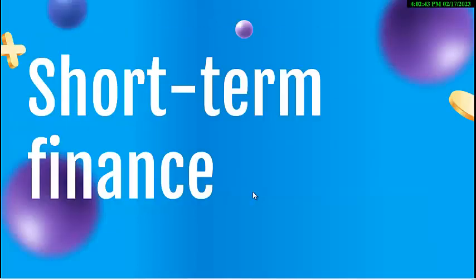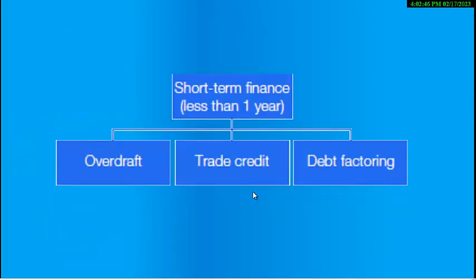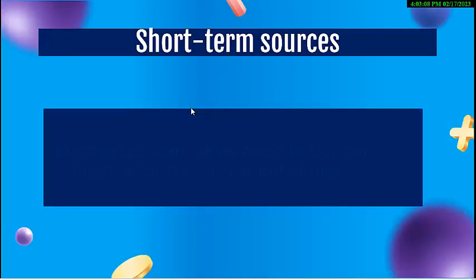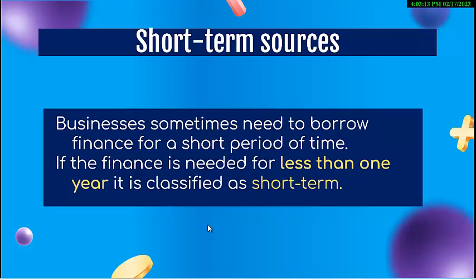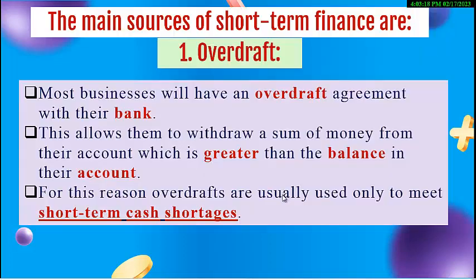In this part we will talk about only the short-term finance. We've got three examples for the short-term finance: the overdraft, the trade credit, and the debt factoring. Remember that short-term finance means it's the capital needed for less than a year. Less than a year, it's short term. This is the definition. That's why we call it short term.